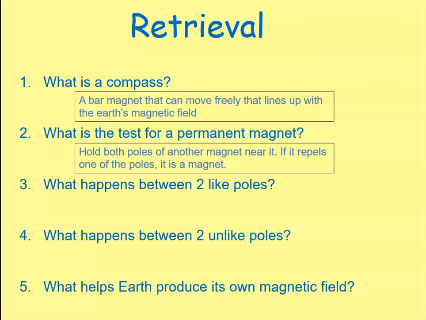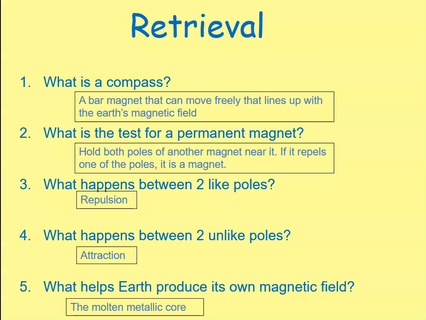What happens between two like poles? If we put south next to south and north next to north, we get repulsion taking place. They push away from each other. Similarly, what happens between two unlike poles? If we put north next to south, we get attraction taking place. And question 5, what helps the Earth produce its own magnetic field? It's the molten metallic core constantly moving around, inducing a magnetic field around the Earth.